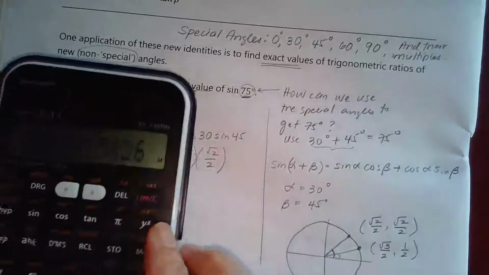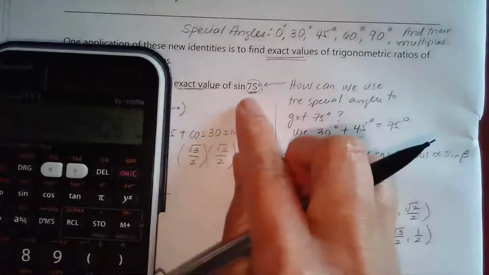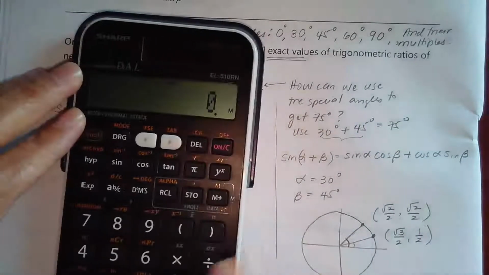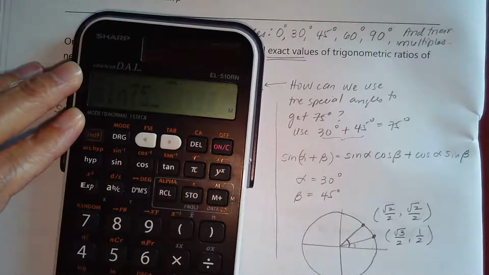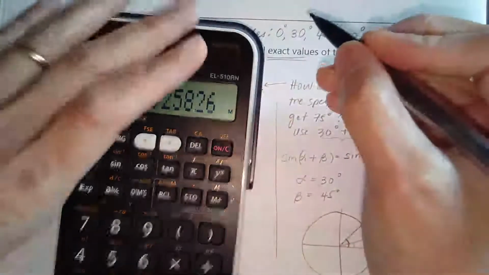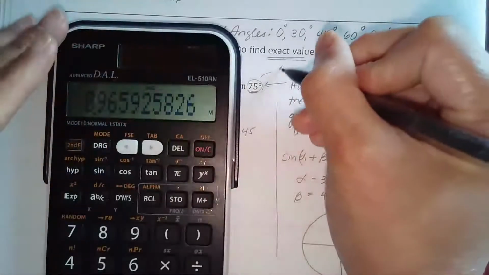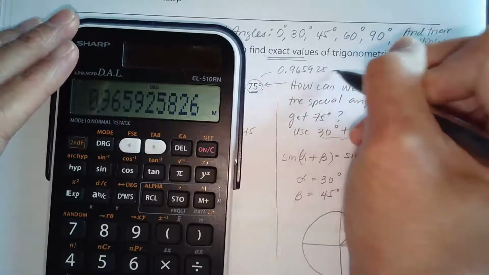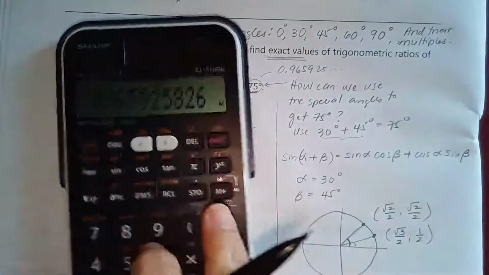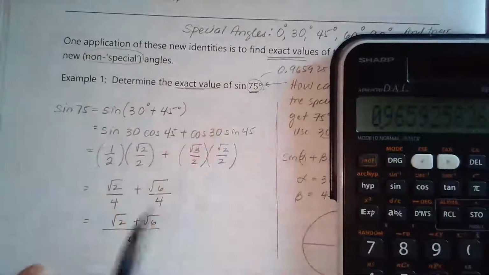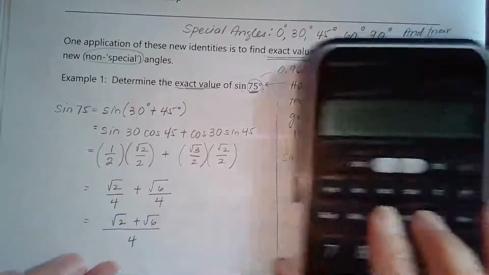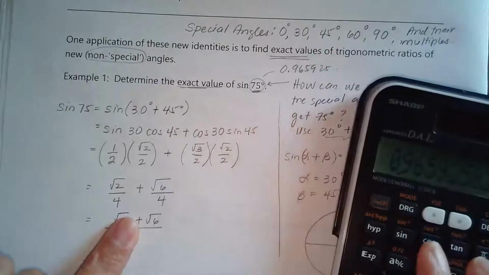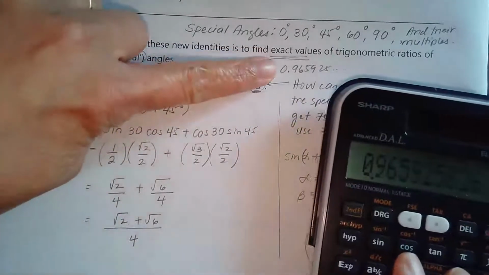Remember earlier we said sine of 75? The approximate value is 0.965925 and so on. That's approximate; this is the exact. Let's take a look: are we going to get the same number? We should get this number, 0.96.